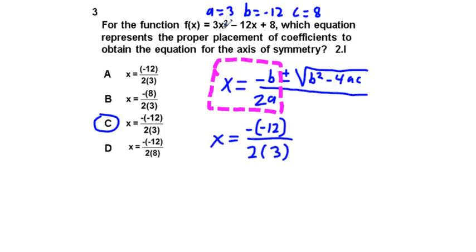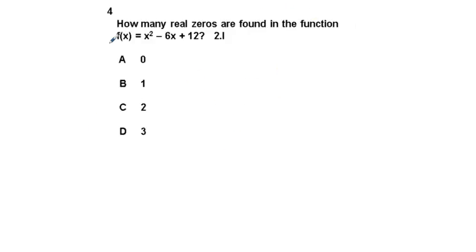Find another thing you could calculate, and you can use the calculator to graph it, see where that axis of symmetry is, and see which one of these answer choices matches that potentially. A lot of different ways to do this.